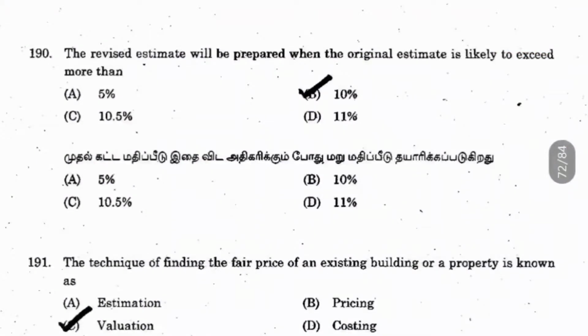190. The revised estimate will be prepared when the original estimate is likely to exceed more than what? So it is 10%. We have already seen this question in the previous question section. The same question paper has this question. In that they gave some three options and asked to find which is the correct one. Out of that, only one is asked again as another question here.